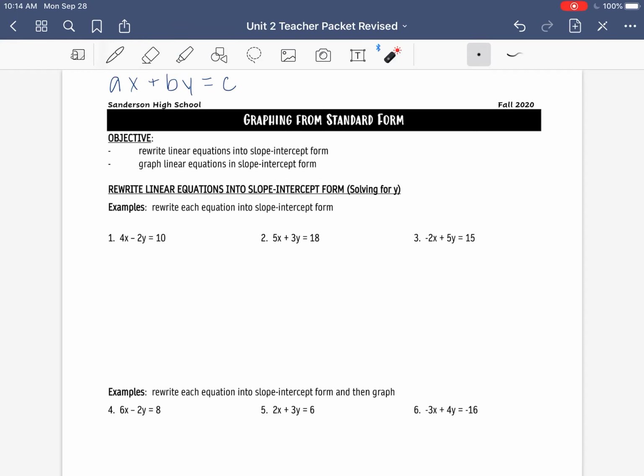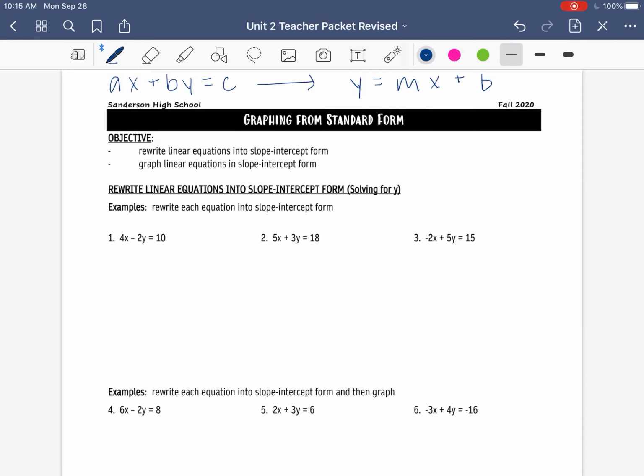But for graphing, we tend to like slope-intercept form. So for right now, when we see a standard form equation, we're going to convert it to slope-intercept form. Remember, slope-intercept form is going to look like y equals mx plus b. We like this form because it clearly shows us the slope and the y-intercept and lets us graph those. What we're going to do today is convert the equations from standard form to slope-intercept form, which really ultimately just means get y by itself.